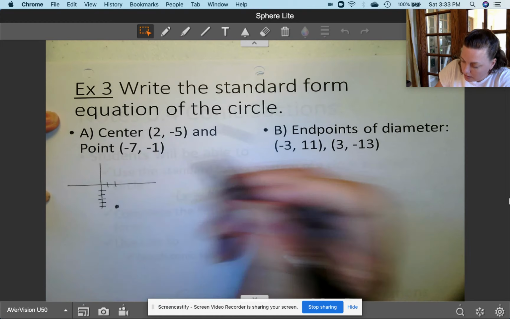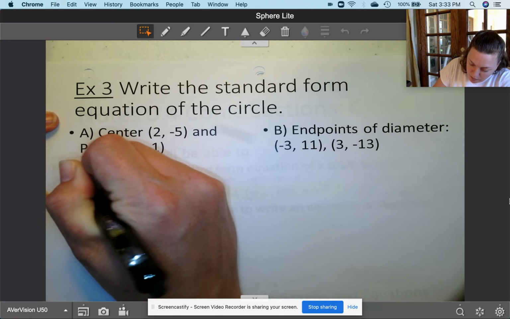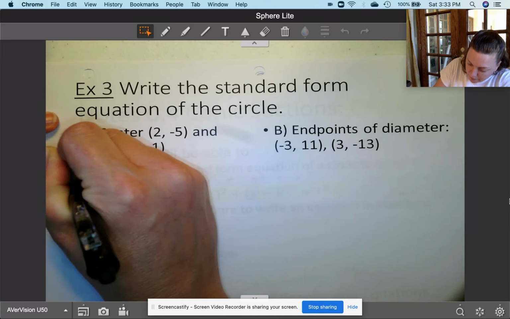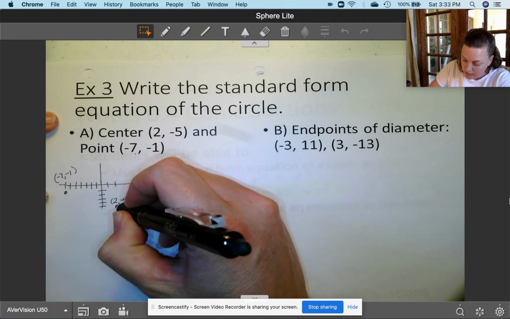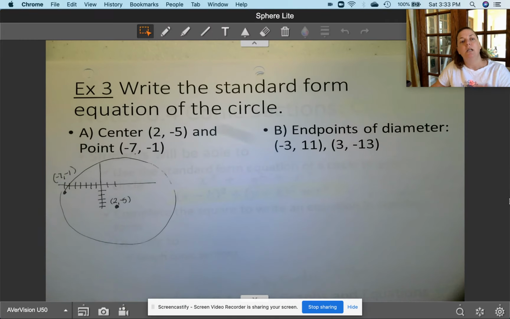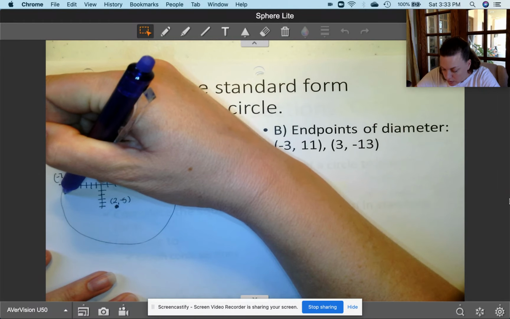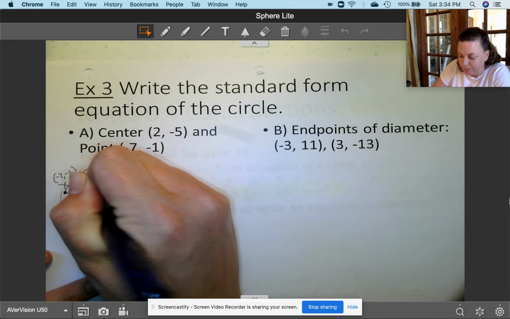So here's the center at (2, -5), and then 1, 2, 3, 4, 5, 6, 7, (-7, -1) right here is a point on the rim of the circle. So this is the center, and this is a circle going around it like this, okay? It's really important to have an idea of what's going on in the picture. Just giving yourself numbers isn't super helpful. So if this is a point on the edge of the circle, on the rim, then I have a radius here.